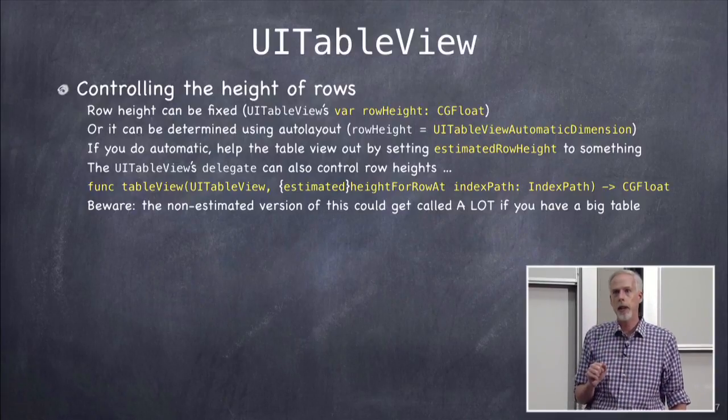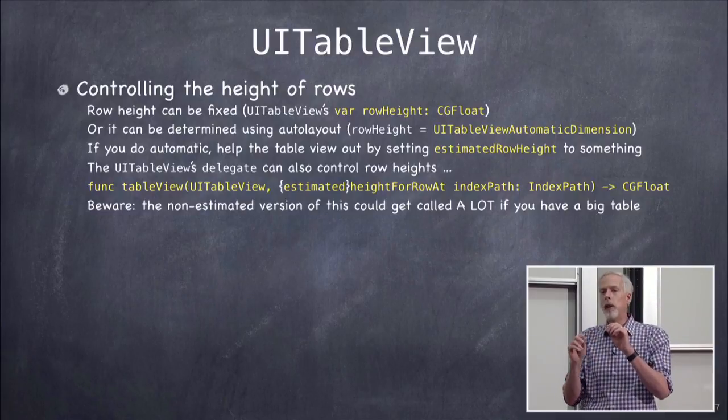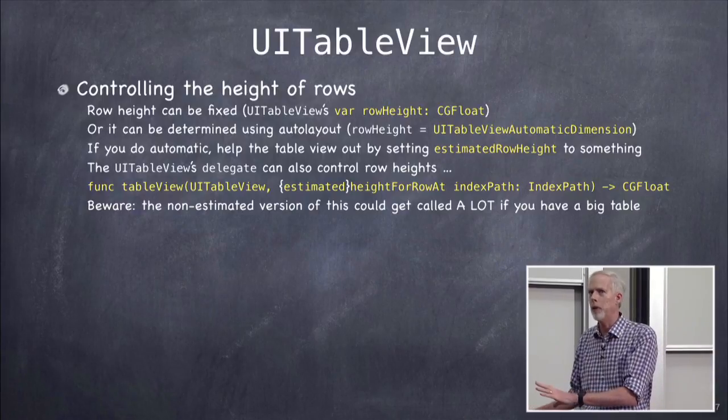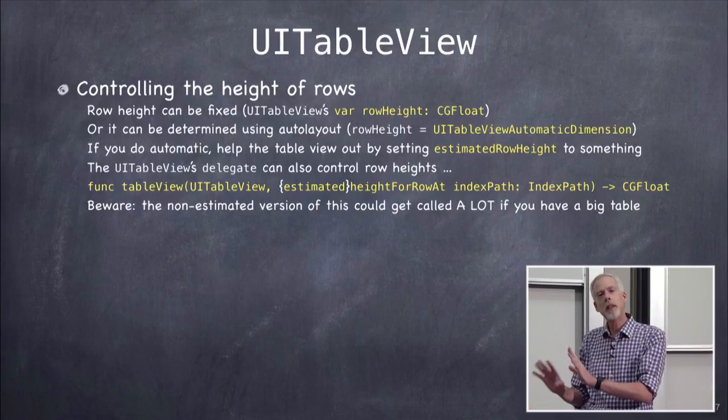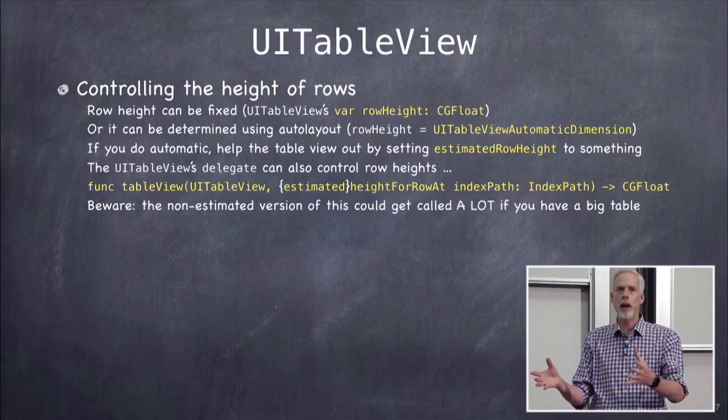If you do the automatic ways, then you also probably want to set the estimated row height. That just tells the table view, yeah, calculate it from auto layout, but for all those 100,000 cells that aren't on screen, please don't do auto layout for 100,000 cells. Just estimate them to be about this. And as they start to come on screen, then it's going to do the auto layout and pick the exact right height. So that's why you need to estimate. And there's also a delegate method, estimated height for row at whatever.